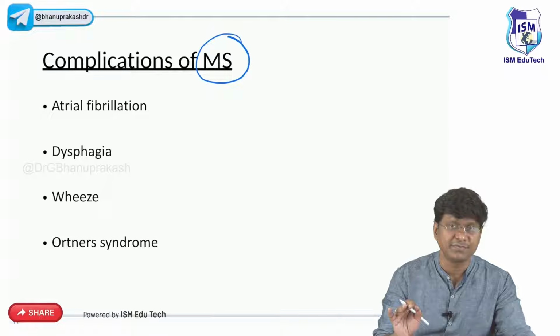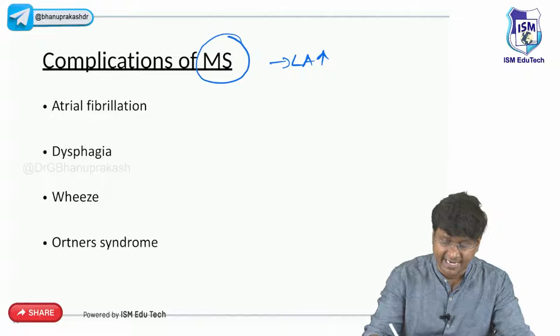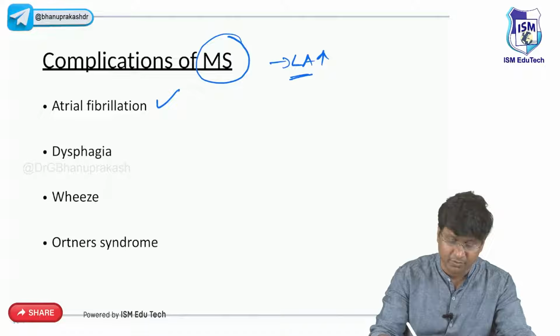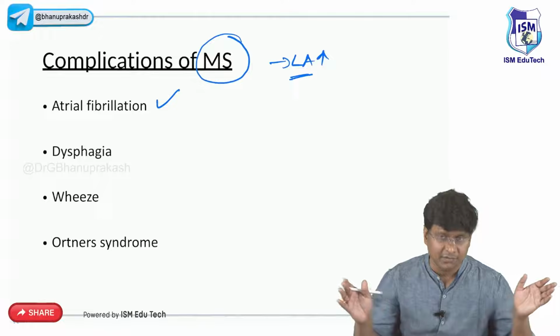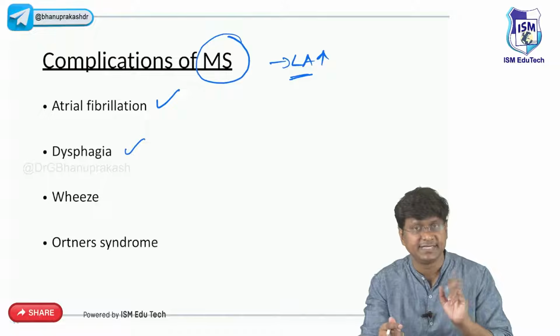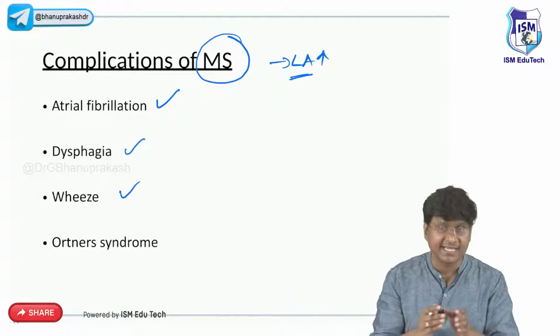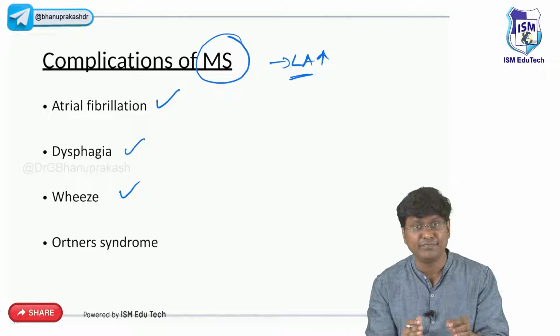Remember, in patients with mitral stenosis, there is left atrial enlargement, and this enlarged left atria will be arrhythmogenic, where there will be development of atrial fibrillation. And this enlarged left atria will be compressing the esophagus, thereby there will be difficulty in swallowing. The individual will have dysphagia. And this enlarged left atrium will be compressing the trachea, thereby there will be wheeze.